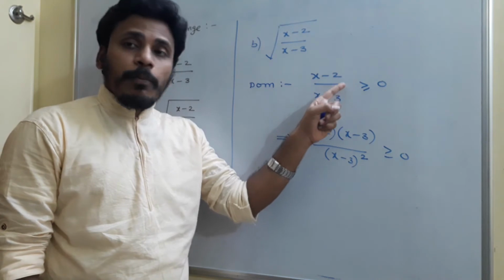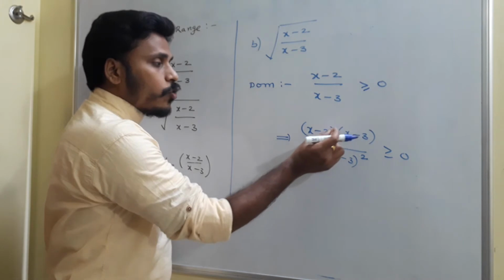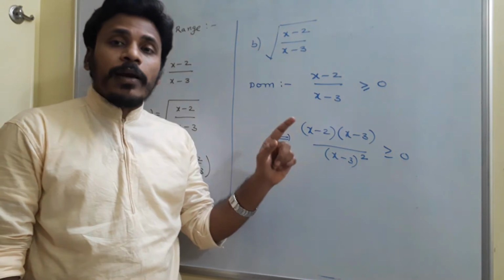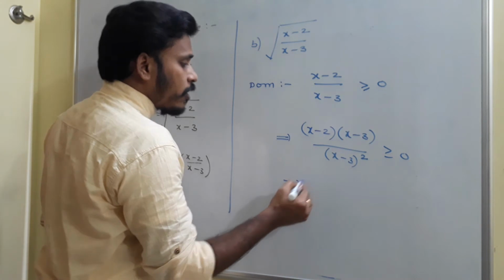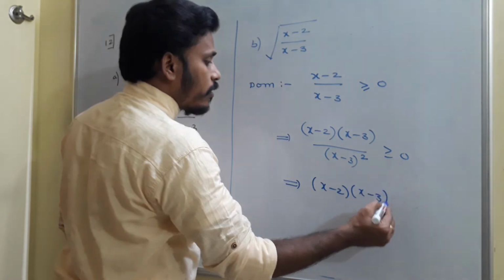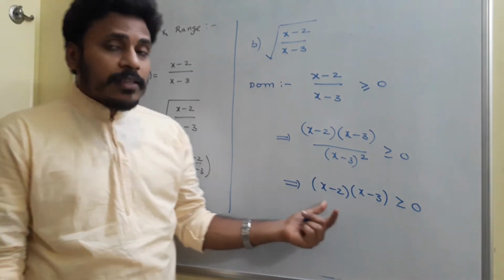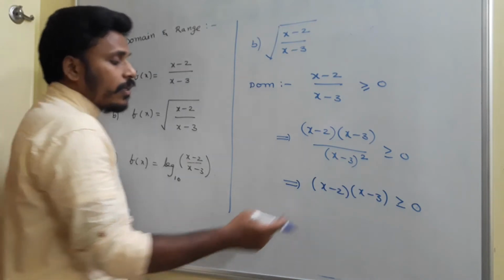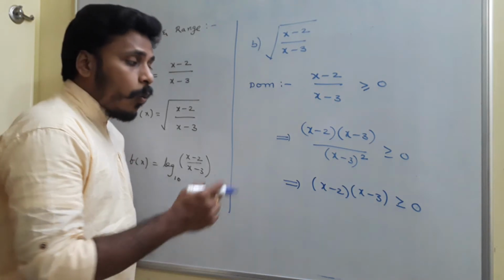But after multiplying both numerator and denominator by x - 3, now you have (x-2)(x-3)/(x-3) squared. Here it is very clear that the denominator, (x-3) squared, is for sure positive, and you are free to send it to that side. Then it becomes (x-2)(x-3) greater than or equal to 0, right? Now, as we learned from quadratics, when the product of two terms is greater than or equal to 0, what can we say about x?